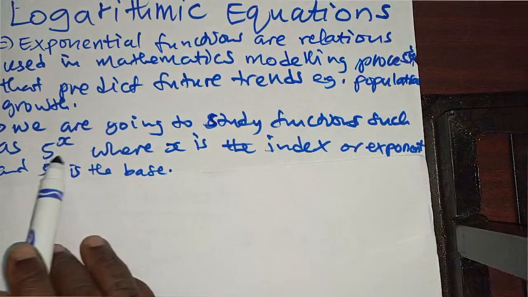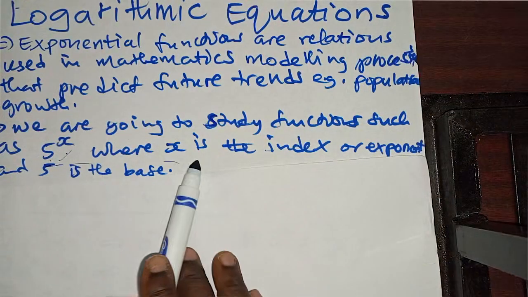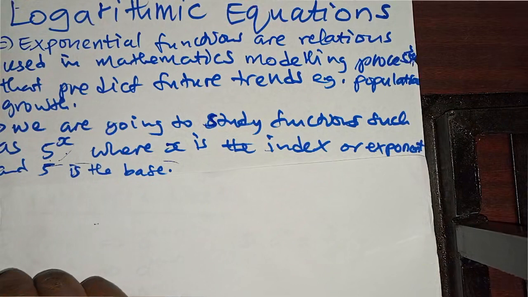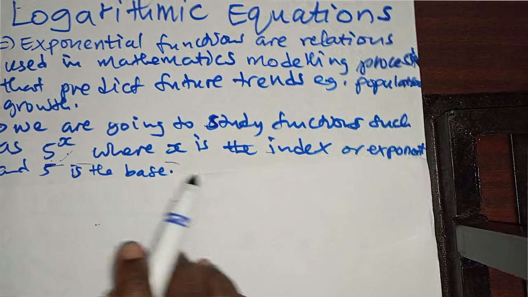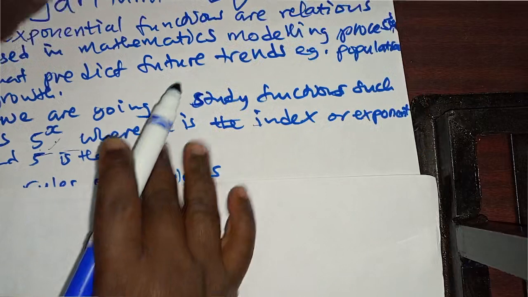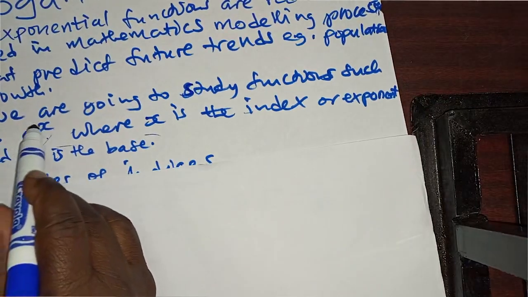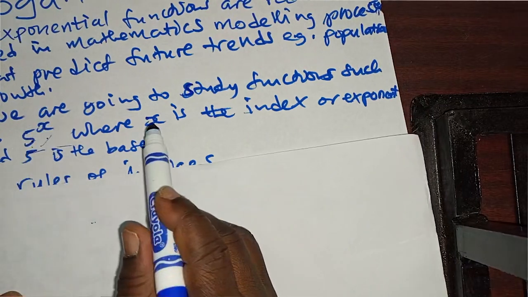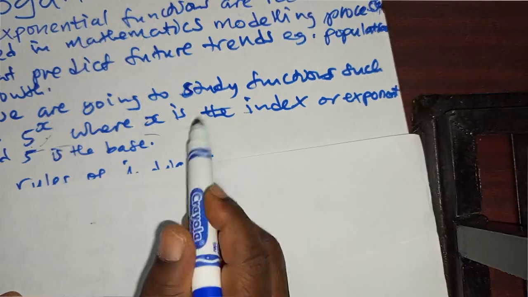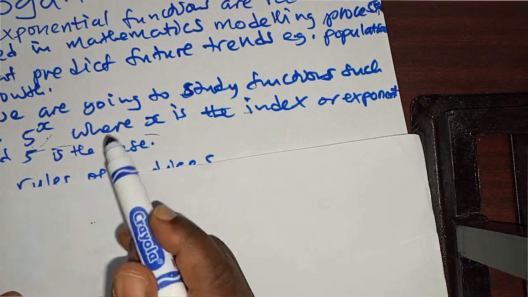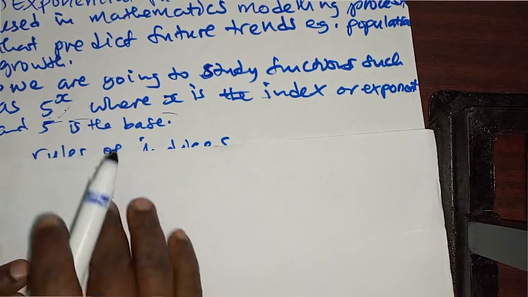Since this is a topic in Form 3, you need to understand the laws of indices, or the rules of indices. Now we are going to study functions such as 5 to the power x, where x is the index, or it is also called the exponent, and 5 is taken as the base. So x is the index or the exponent, and the 5 there is the base.